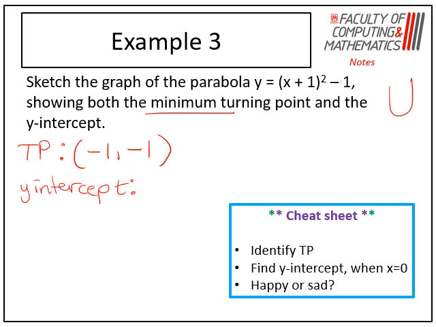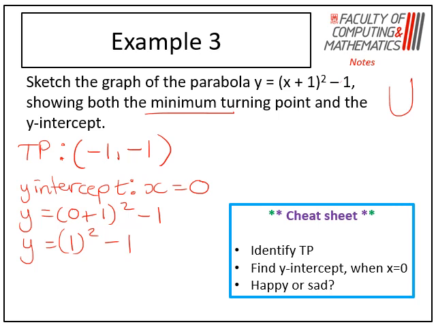You know that's going to be when x is equal to 0. So anywhere you see an x, pop in the number 0. So we've got y is equal to 0 plus 1 all squared, take 1. So we've got y is equal to 0 plus 1 is 1. Okay, so you're going to have 1 squared, take 1. 1 squared is just 1. Take the 1, then gives you 0.